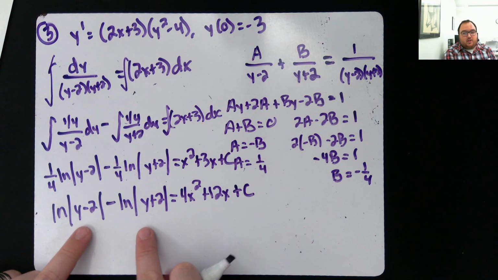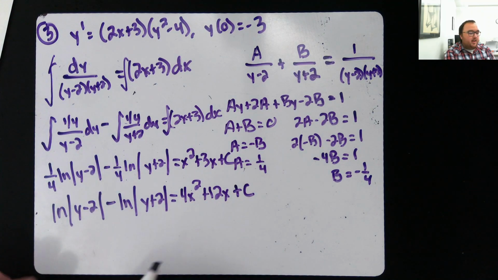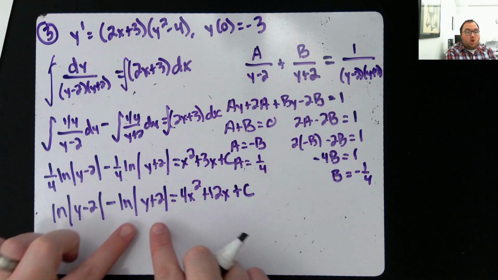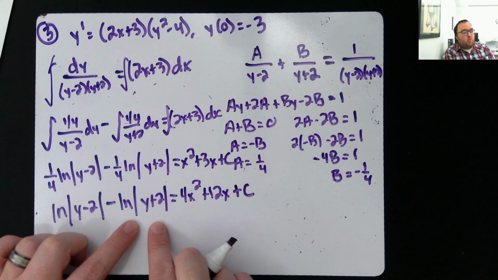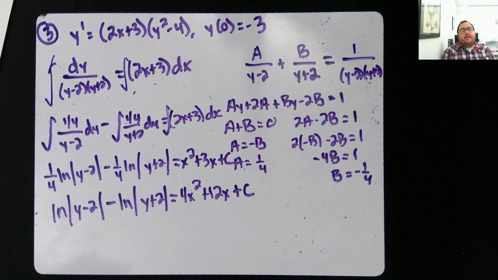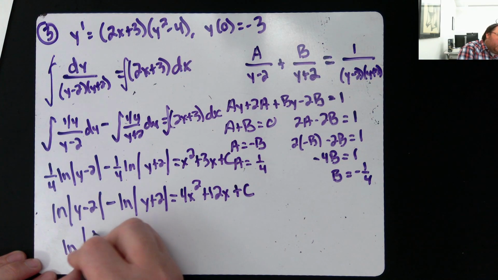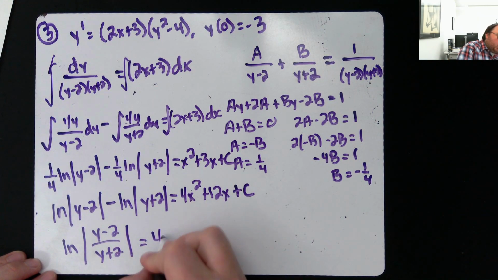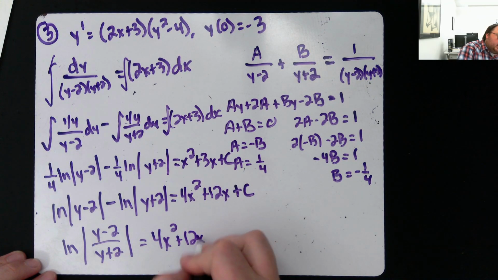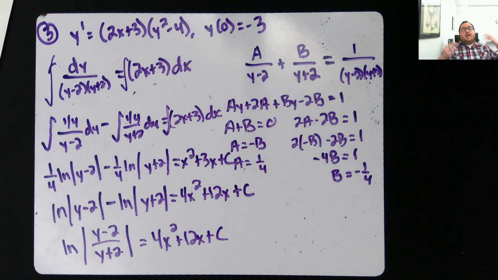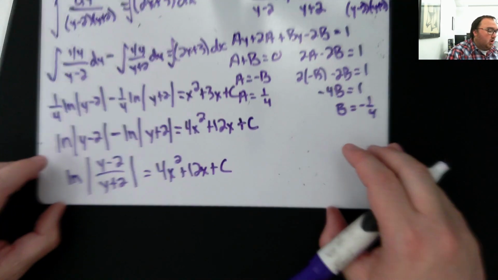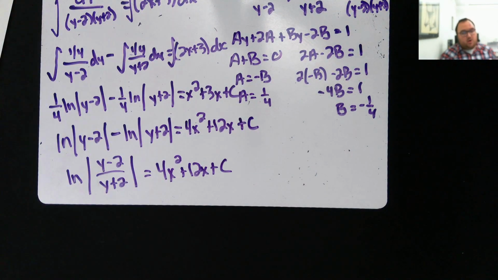Still looks gross, so let's try to figure out what I can do with this side. Since I'm doing a log minus a log, remember I have a rule that when I'm subtracting them, I can divide it. So this is the natural log absolute value, y minus 2 over y plus 2 equals 4x squared plus 12x plus c. Now I just have the natural log on this side, so I can do what I have done on the last few.